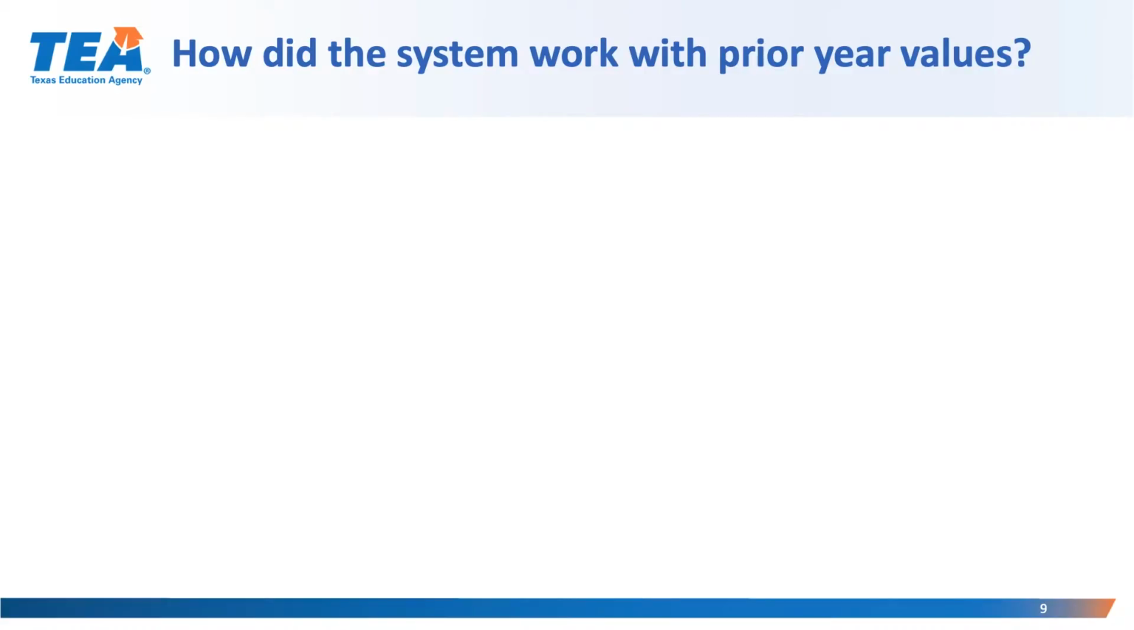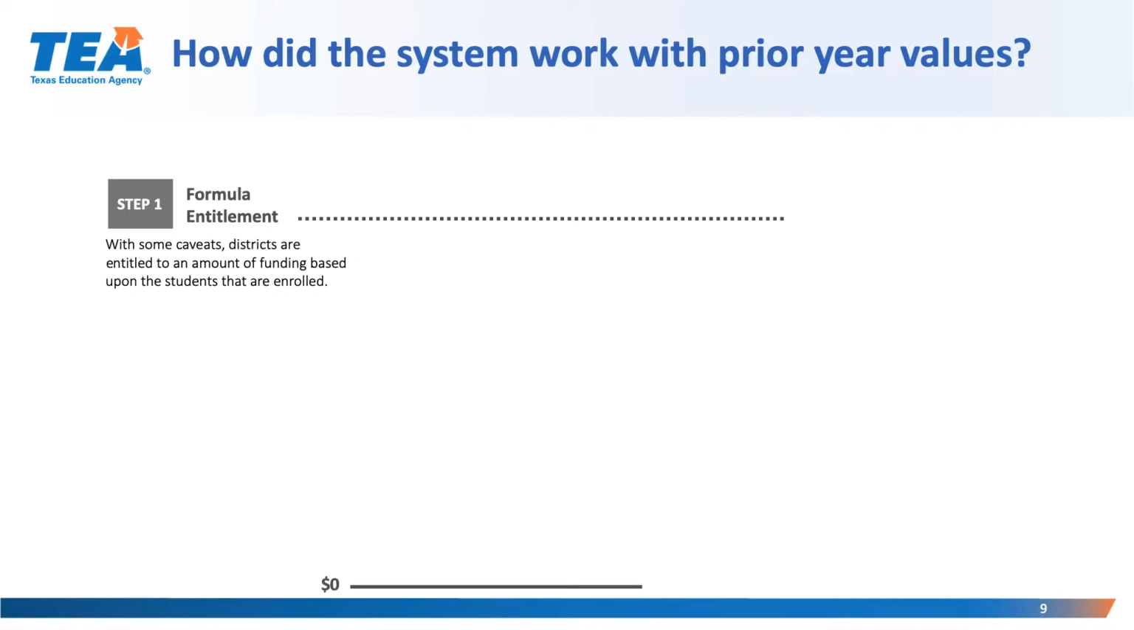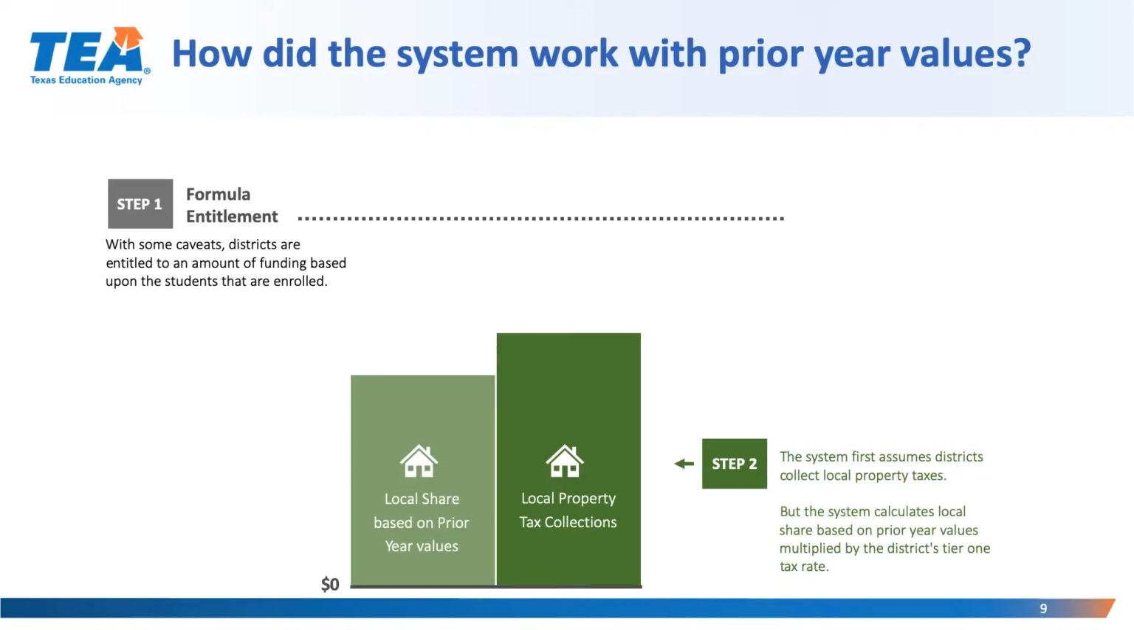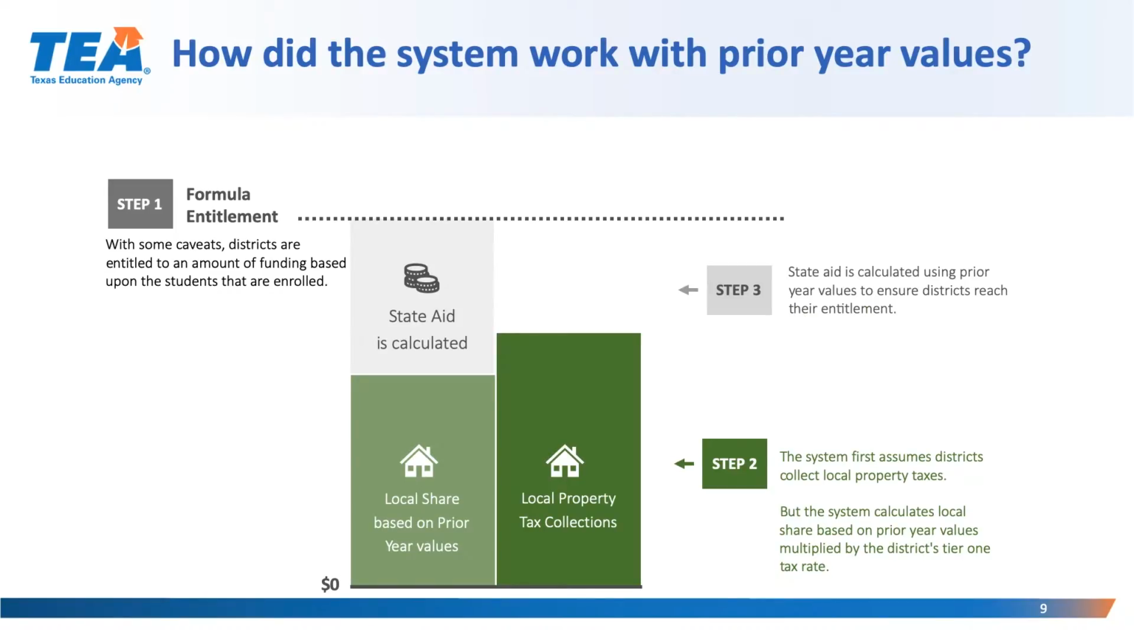So how did the system work with prior year values? First, we have the formula entitlement, then the local property tax collections. But then we calculated the local share of the FSP based on the prior year values, so one year before, the values the district was using to collect its local property taxes. Then we calculate the state aid as the difference between that local share and the formula entitlement. In this case, the fictional district is growing because its local property tax collections now exceed the local share that we based on the prior year values.